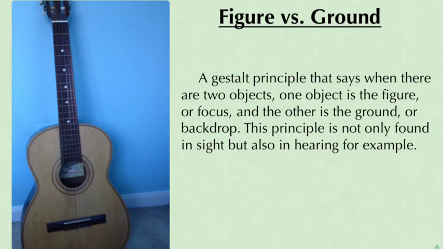One Gestalt principle is called figure versus ground. This principle says that when there are two objects, one object is the figure or the focus, and the other is the ground or the backdrop. This principle not only applies to sight but also to hearing.